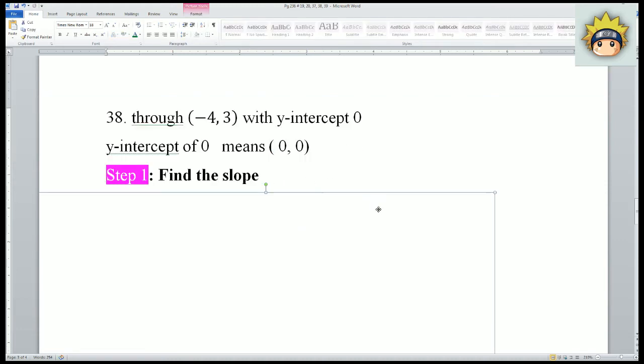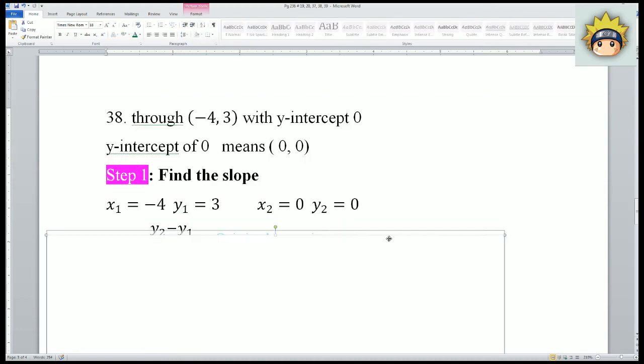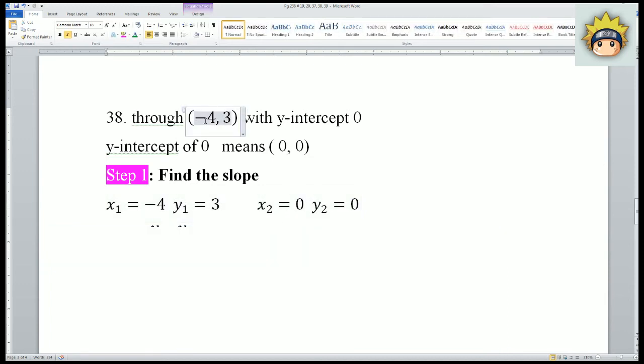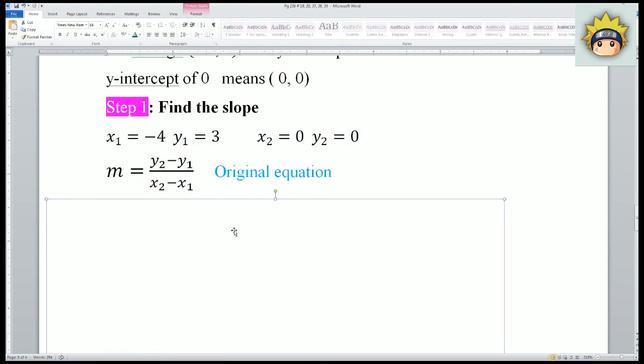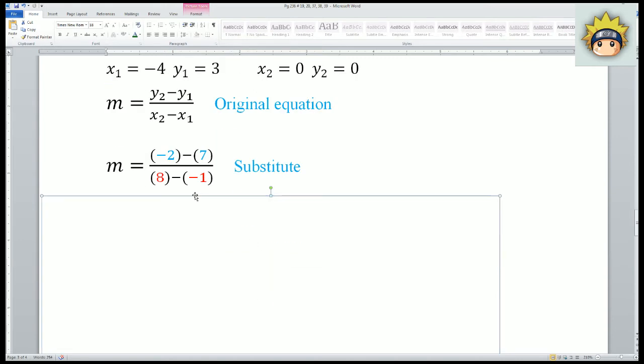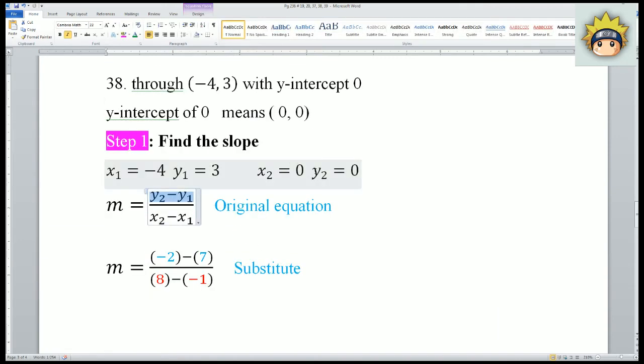Next, I find the slope. So again, I label my points. X1 equals negative 4, Y1 equals 3, X2 equals 0, and Y2 becomes 0 as well. Write the equation of a slope. Do the substitution. Y2, what does Y2 become? Y2 becomes 0. Y1 becomes 3.